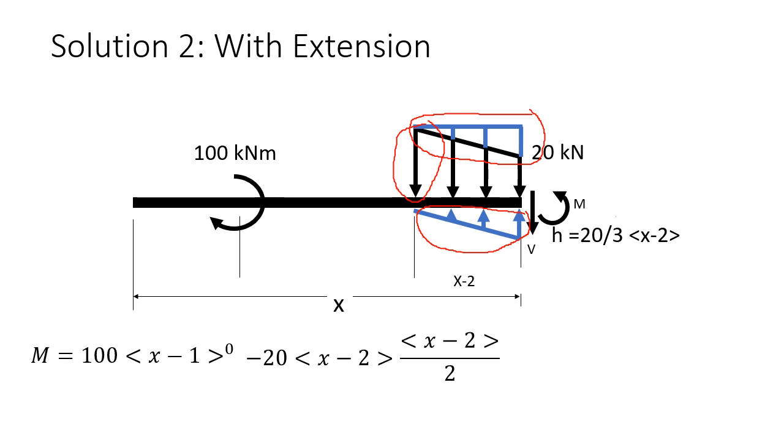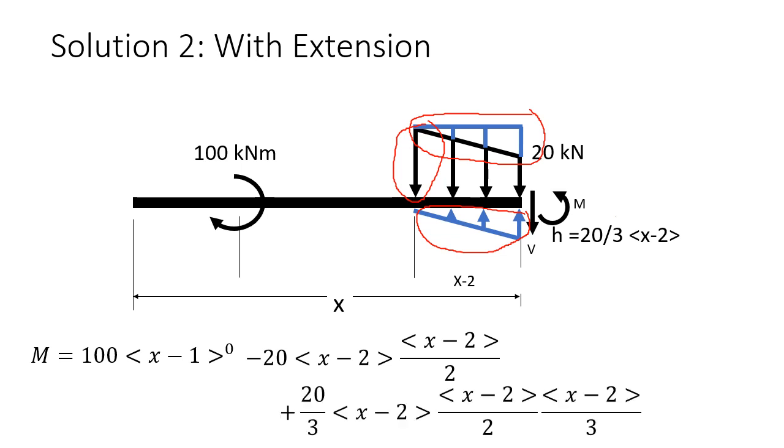So that gives you a negative bending moment: 20 times x minus 2 times the moment arm, x minus 2 over 2. And then for the triangular load, the upward force creates a clockwise moment about the section, so you have a positive bending moment due to that. You have 20 over 3 times x minus 2, this is the height, and then base x minus 2 over 2, and then the moment arm x minus 2 over 3.